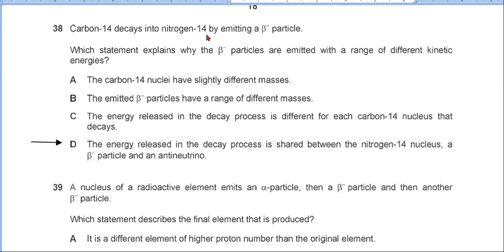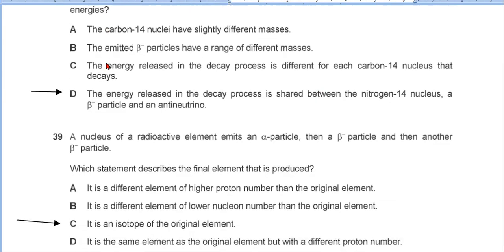Carbon-14 decays into nitrogen-14 by emitting a beta minus particle. It means that one neutron turns into a proton. Which statement explains why the beta minus particles are emitted with a range of different kinetic energies? The reason is that a third particle is involved, and it is an antineutrino. The energy released in the decay process is shared between the nitrogen nucleus, the beta minus particle, and an antineutrino.